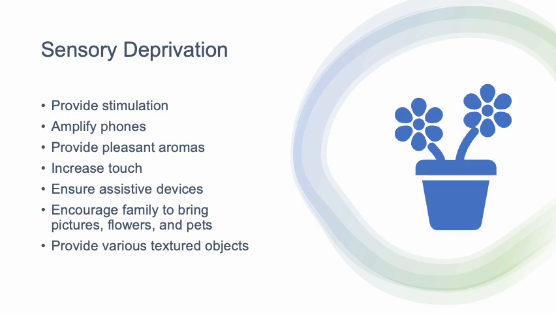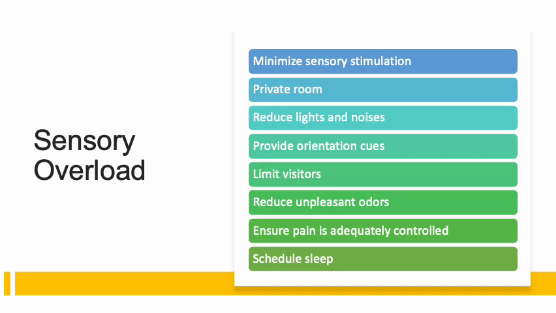We can ensure that their assistive devices like hearing aids, glasses, canes, walkers are available to them. We can encourage their family to bring flowers and pictures to help provide stimulation and things for these patients to look at and see. And then we can provide various textured objects so patients have something to feel and use their tactile senses on. If a patient has sensory overload, we're going to do some of the opposite things that we would do for sensory deprivation.